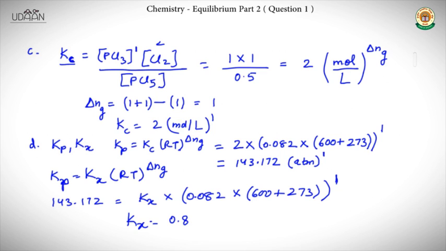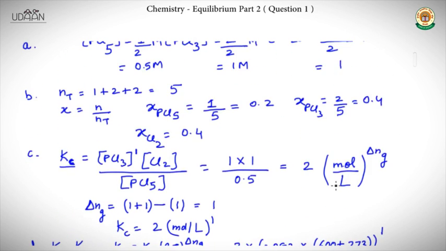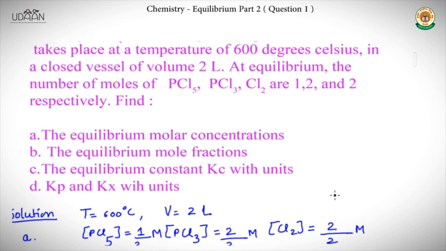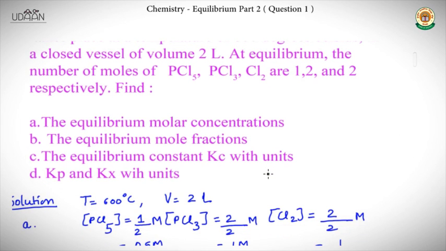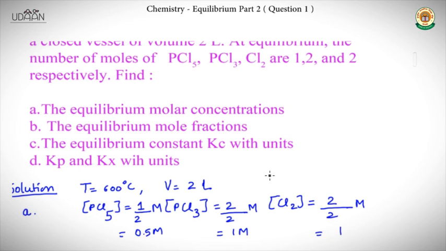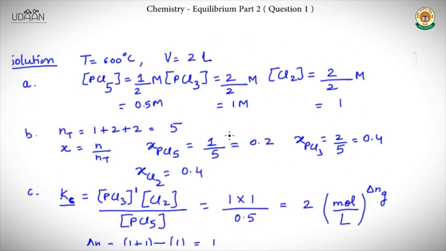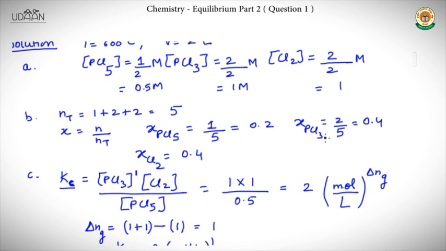So this was question number 1, which was relatively quite simple, wherein we had to understand how to use the formulae. First of all, find the concentrations, then find the mole fractions, then find Kc using those concentrations, and then finally find Kp and Kx with the given formulas. Alright, so let's move on to question number 2.